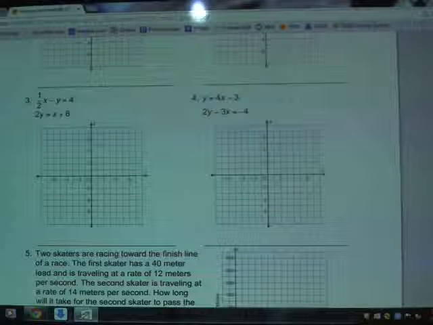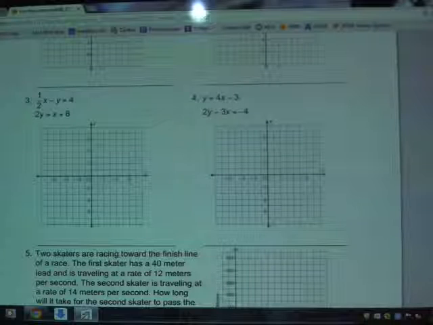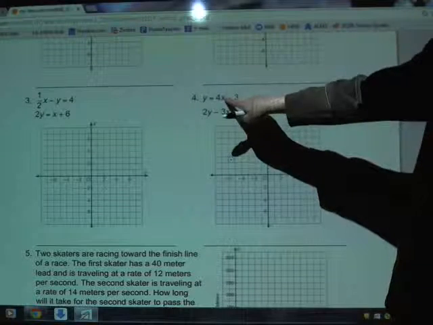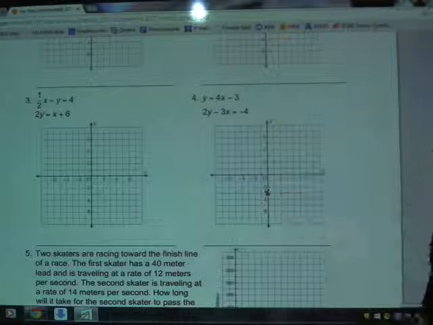All right, let's go ahead and take a look at number four. In the first equation, that's already written in slope-intercept form. So we're going to go ahead and graph this in slope-intercept form. The b here says minus 3. So on the y-axis, put a dot at negative 3.